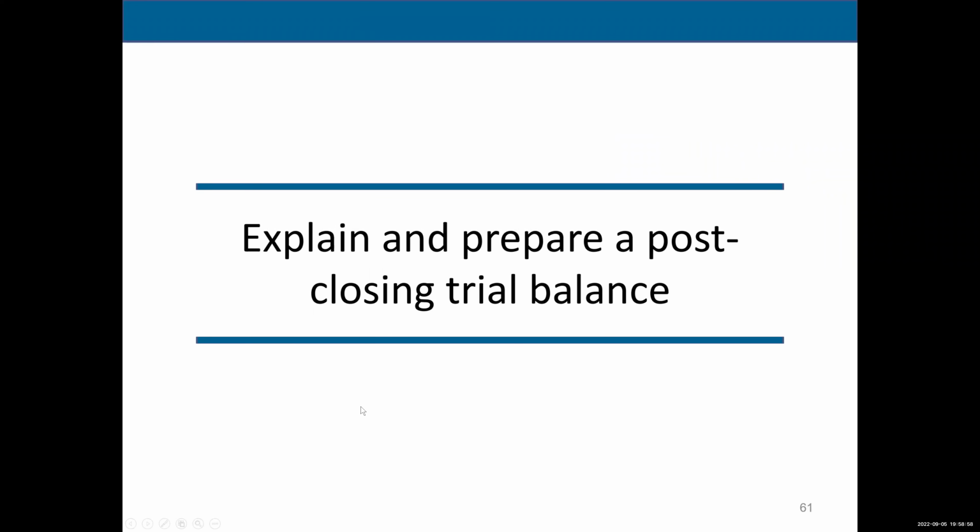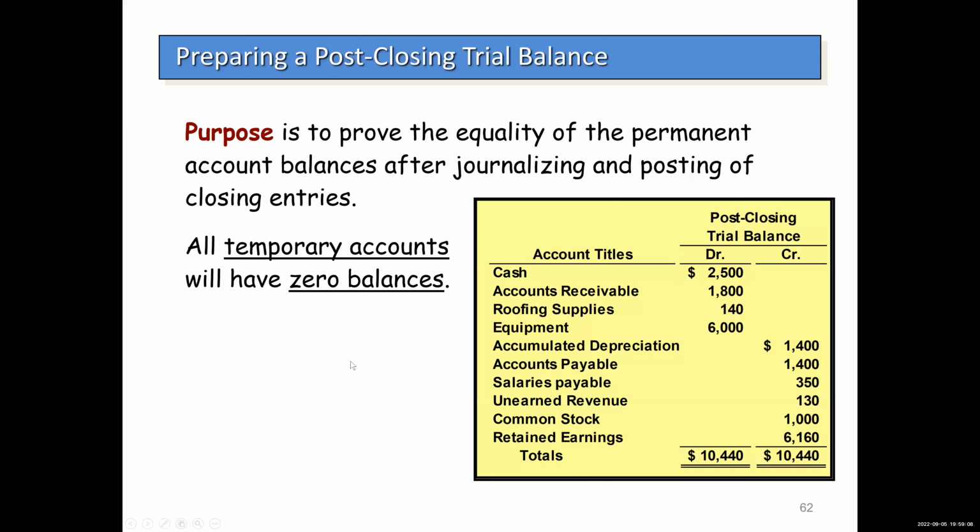All right, now I'm going to explain what a post-closing trial balance is, okay? This is a post-closing trial balance. And just like any trial balance, it proves that debits equal credits, right? But notice here that it only includes permanent accounts. It includes assets, liabilities, and the equity. What you will not see on a post-closing trial balance are the temporary accounts.